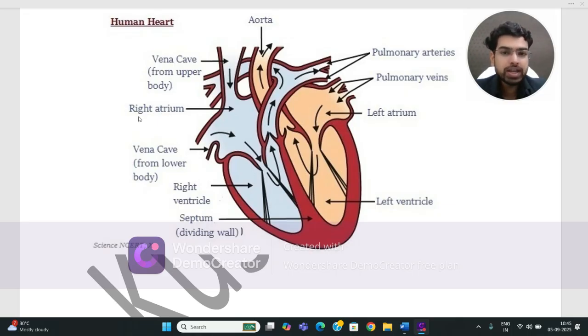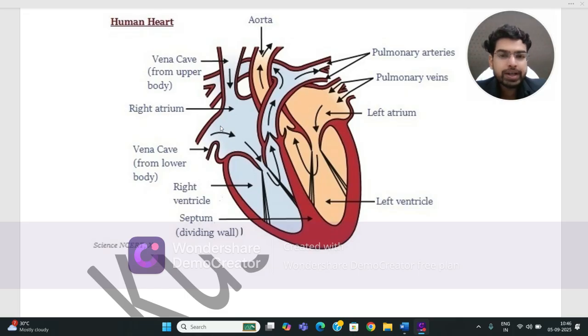And the biggest vein is vena cava. You can see here vena cava, and in the bracket it is written from upper body. Here it is also written vena cava from lower body. So all the blood from the body enters inside the heart through vena cava. When it enters through vena cava, all the blood enters inside this particular part, the first chamber of your heart, which is called right atrium.